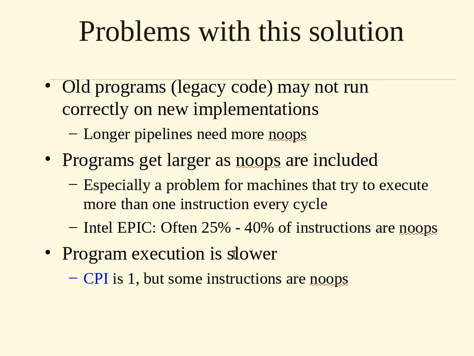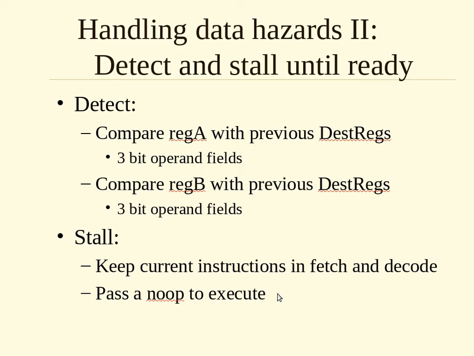Program execution is slower because you have all these no-ops running around. CPI is one, but that's fake because 25-40% of those instructions are no-ops, so that doesn't really count that your CPI is 1. The next idea is to detect and stall. Basically, instead of having the compiler write the no-ops, have the processor detect when you need to put the no-op in and then go ahead and do it.